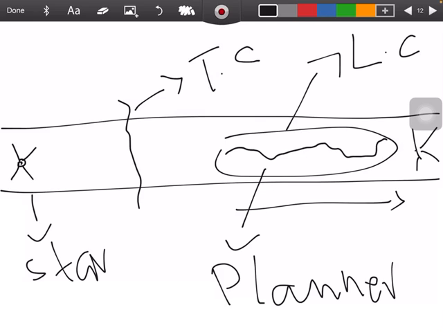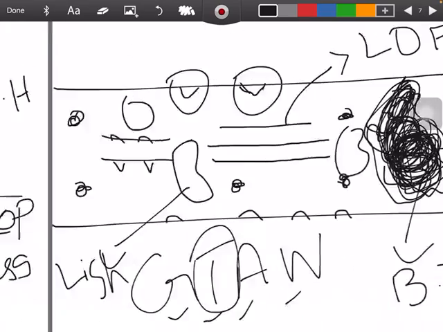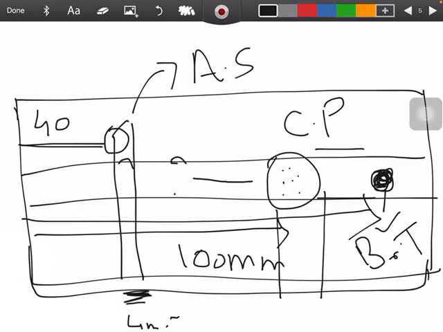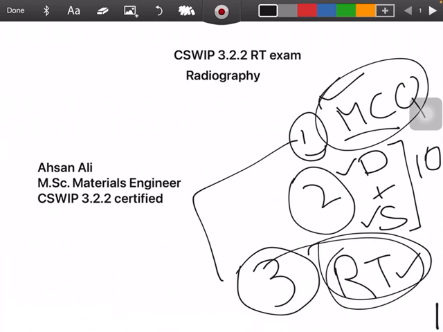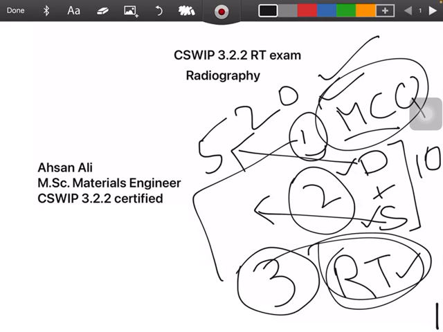Similarly, planar defects cannot be as visible in RT as they can be seen by UT, because UT is better at seeing planar defects compared to RT. These are the most common RT defects, and this will be your RT exam. 20 MCQs will be there: 5 questions from density, 5 questions from sensitivity, and 6 RT films.